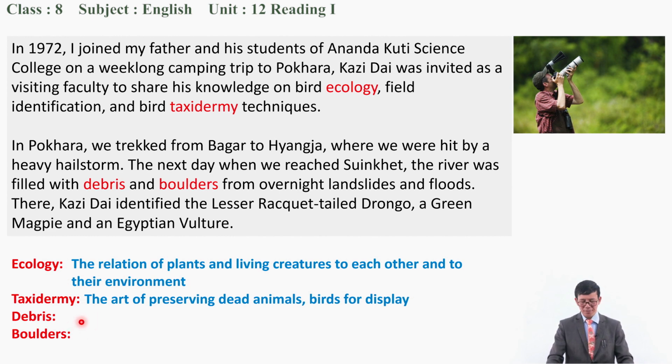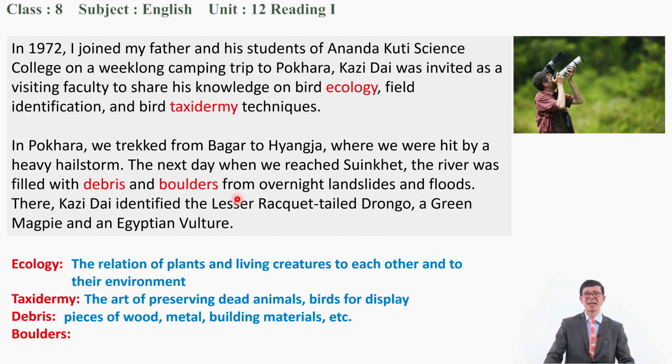And debris, okay, so debris means pieces of wood, metal, or building materials, etc. You see here debris and boulders, okay, during the flood time, dunga muda, right, there are lots of things swept away during the flood time in summer. So you can see these pieces of wood, metal, building materials.